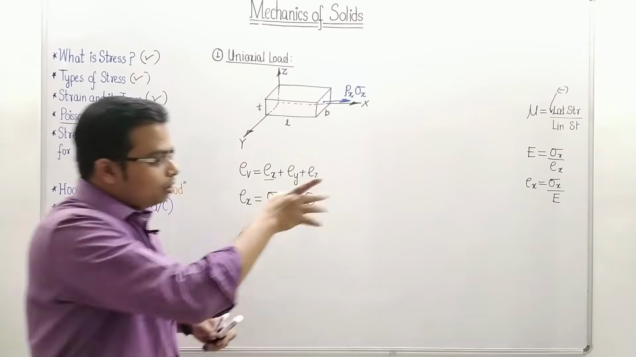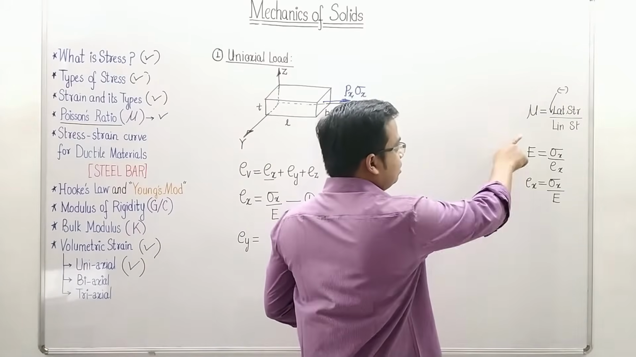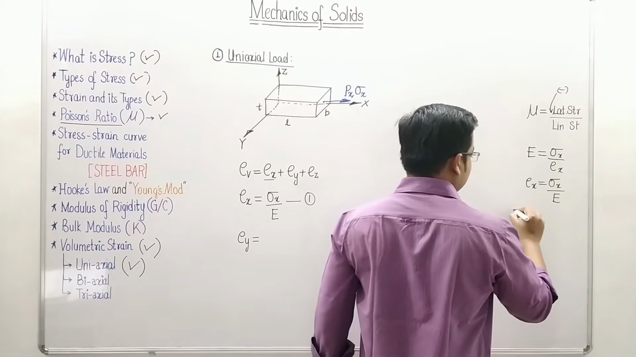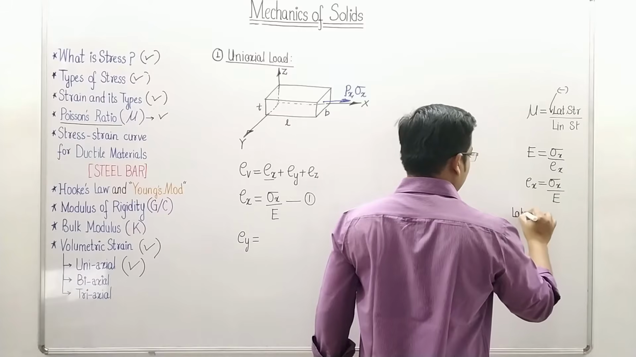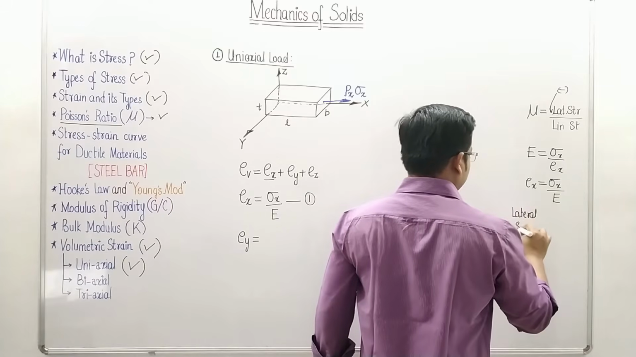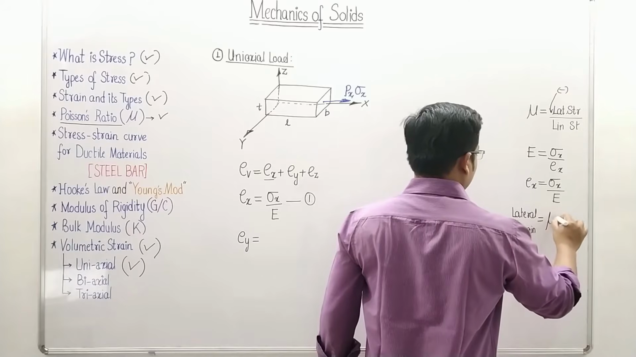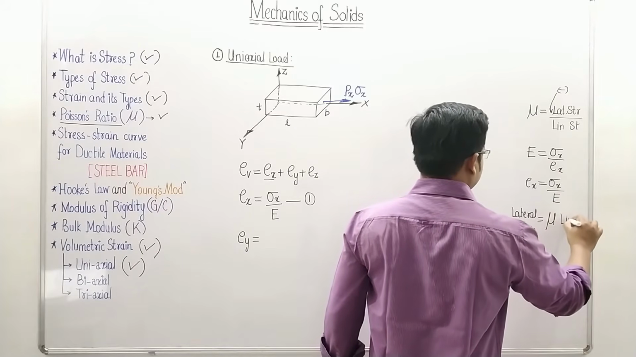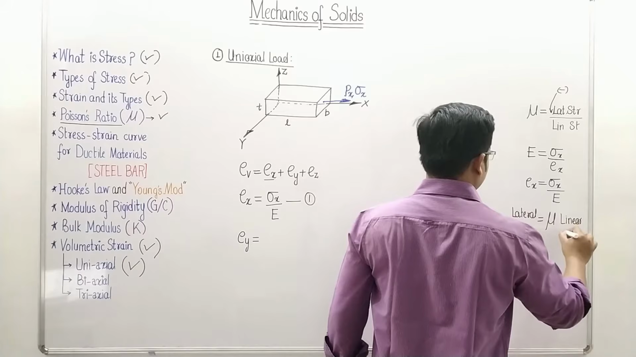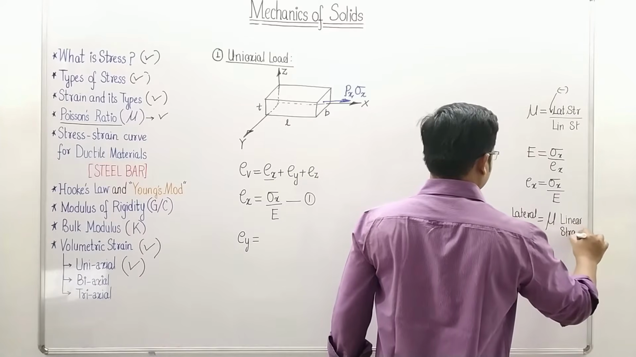Now let us connect lateral strain with linear strain. Just remember this: lateral strain is equal to mu times linear strain. Just try to remember this relationship.